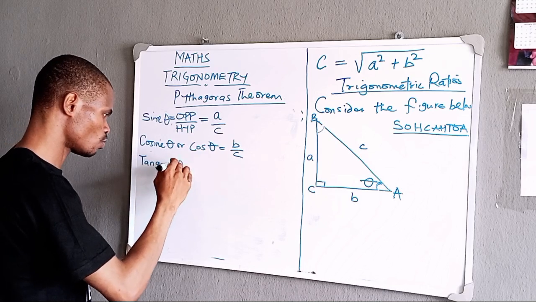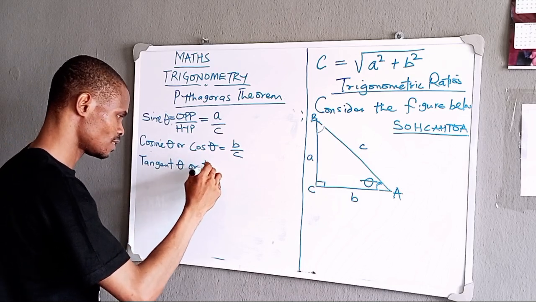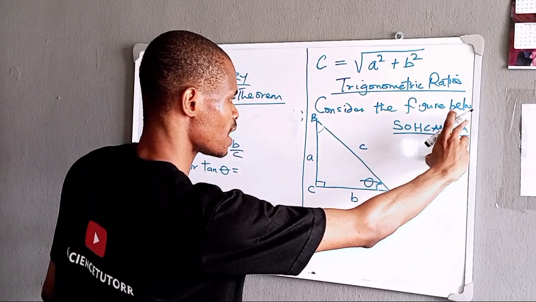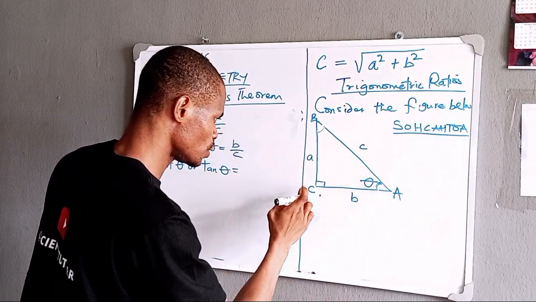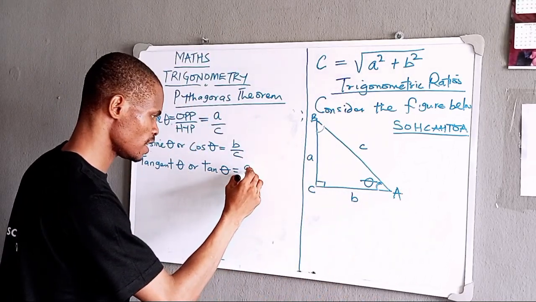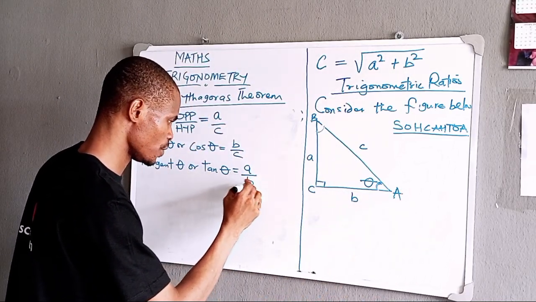We also have tangent theta. For short, we call it tan theta. Tan theta is opposite over adjacent. That makes A over B.